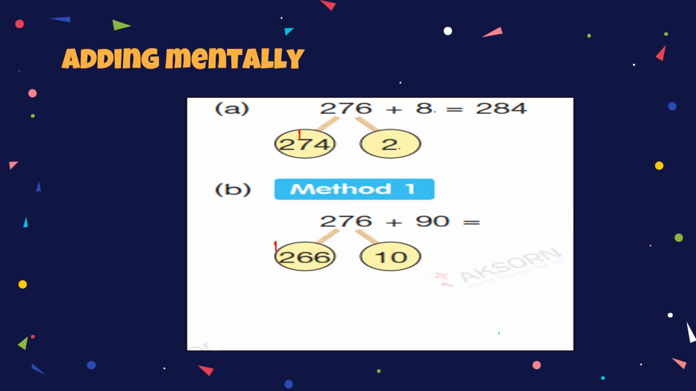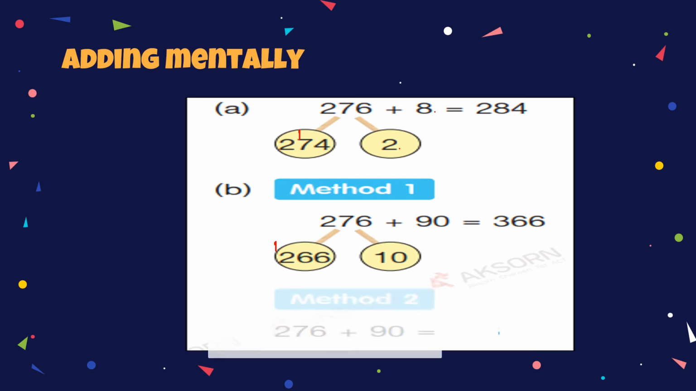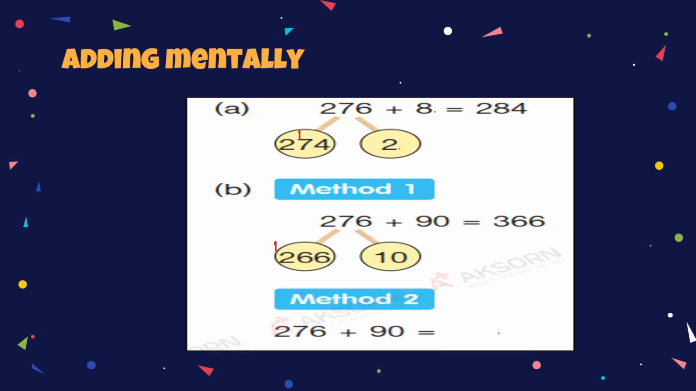And then we're going to add them all. 1 plus 2 is equal to 3. So we will have 300. Okay, so 276 plus 90 is equal to 366. Did you get it? Okay.